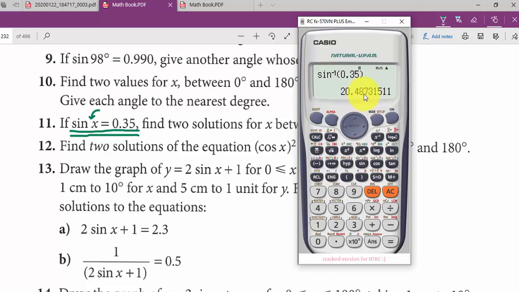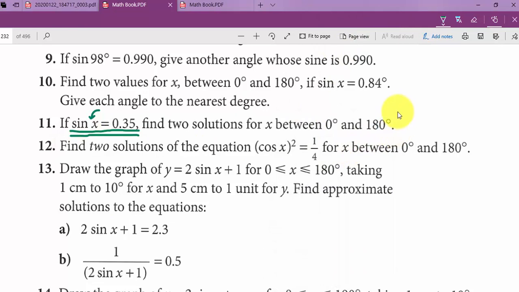20.5 plus which number will be 180? So it's 159.5. 180 minus 20.5 is 159.5. So the two solutions here: one of them x could be 20.5, the other one x could be 159.5. Now we got two solutions for x, two answers that both give this value in the sine function.